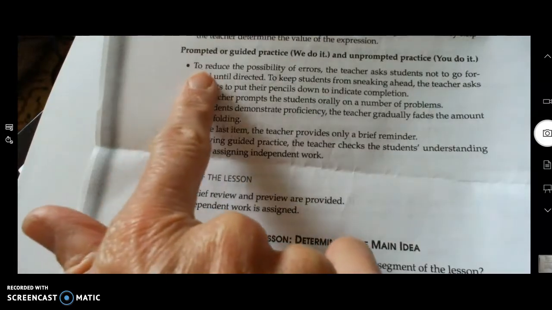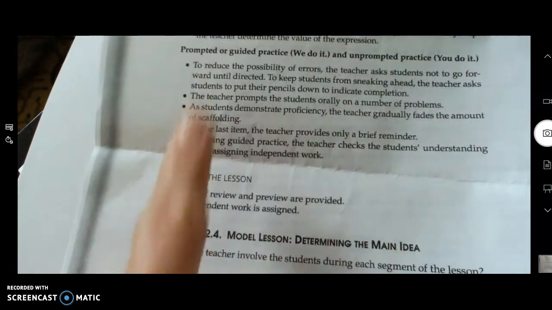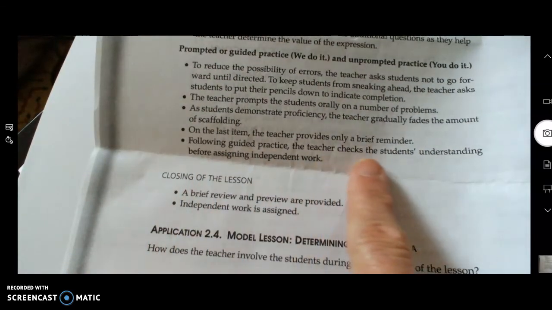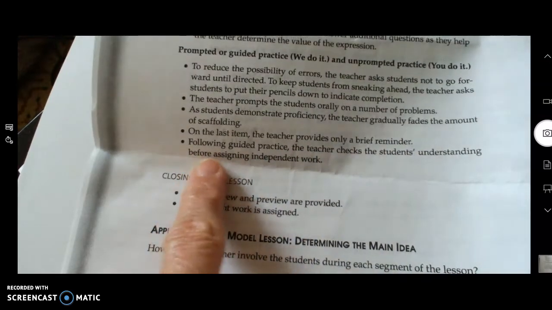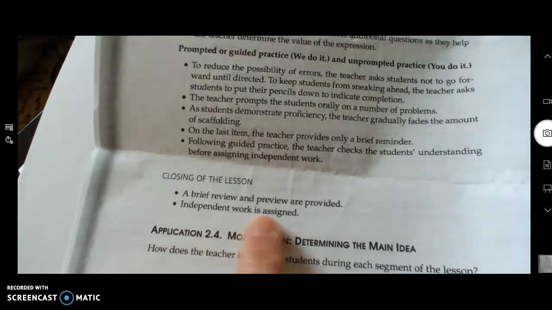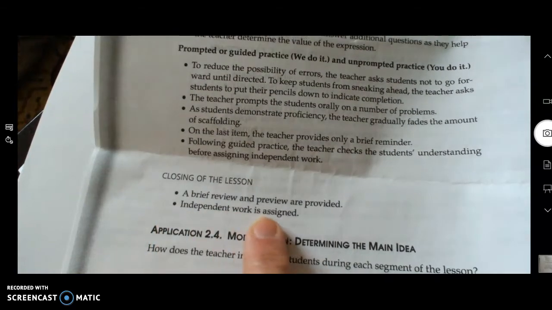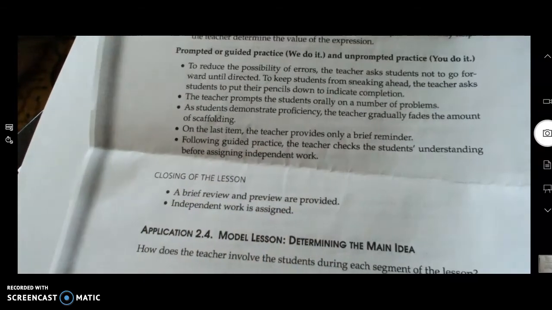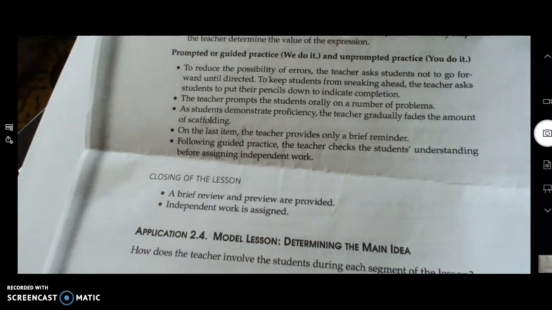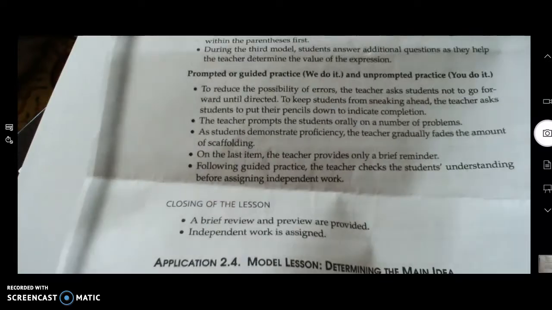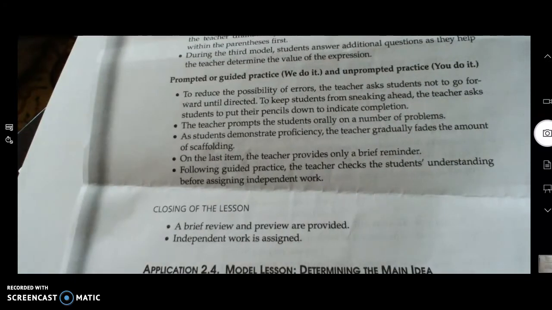So going back up here, the teacher asks the students not to go forward. Following guided practice, the teacher checks students' understanding before assigning independent work. And so then at the end of the close, independent work is assigned. All right, so I just wanted to give you a little feedback. Again, if you have the textbook, explicit instruction, it is pages 254 to 255. So that might help you out for the future.